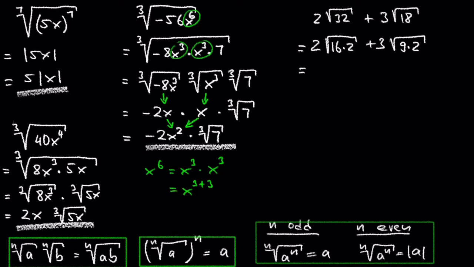Which looks very good because we have the number 2 twice. You will see later that this was a good choice to write the 32 as 16 times 2 and to write the 18 as 9 times 2. Let's use the multiplication law for roots and write 2 times the square root of 16 times the square root of 2 plus 3 times the square root of 9 times the square root of 2.